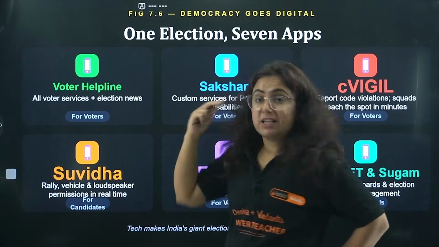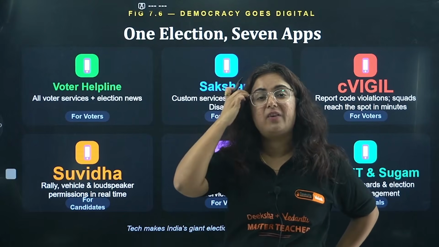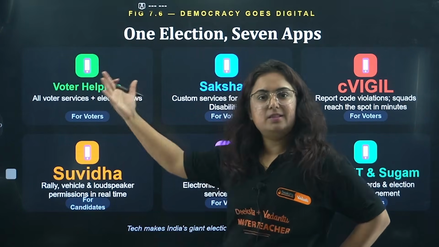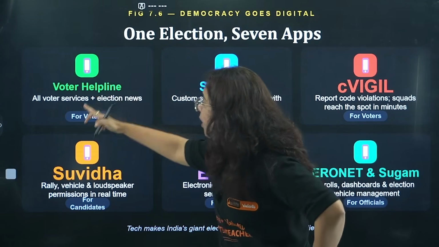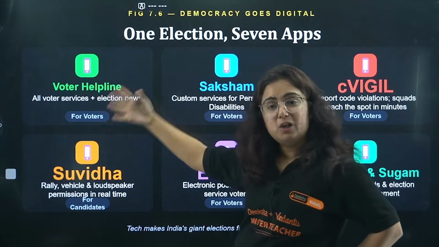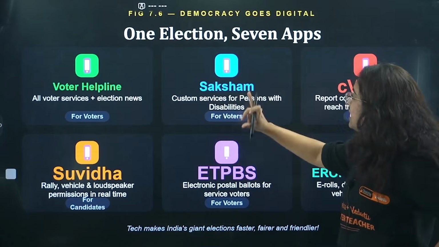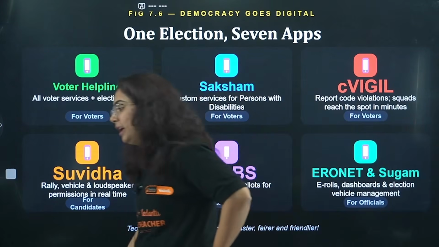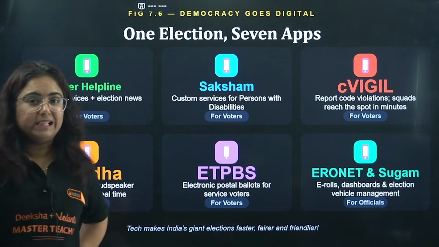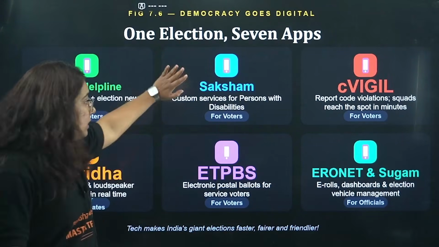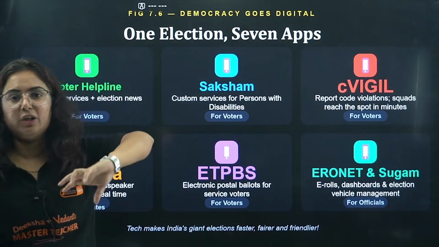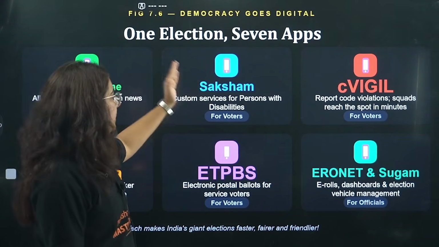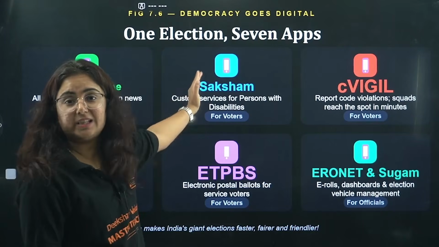So a question can come: what are the different services provided by the government in terms of technology to facilitate the elections? This is it, Voter Helpline app. All voter services plus election news are there. Then we have Saksham, a custom service for persons with disability. There are a lot of persons with disability who cannot go to the polling station for voting, and hence the team will come to your home and take the vote. So this type of service is provided from this app, that is Saksham.